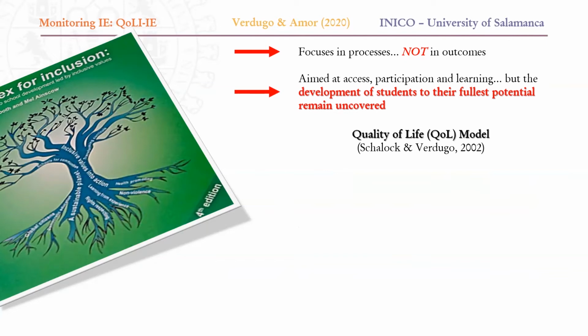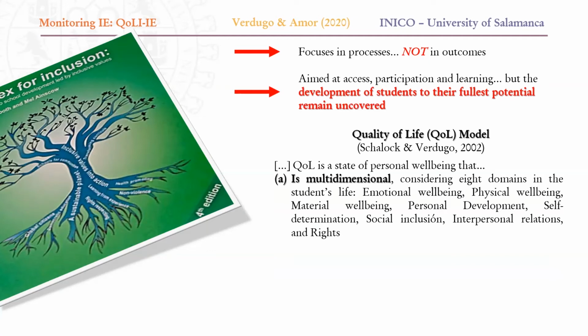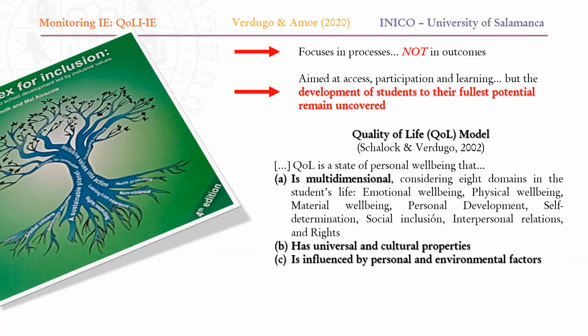This model defines quality of life as a state of personal well-being that is multidimensional and considers 8 domains in the student's life: emotional, physical, material well-being, personal development, self-determination, social inclusion, interpersonal relations, and rights. It has universal and cultural properties, and we will go through this at a later moment. It is influenced by personal and environmental factors and by the interaction between those factors, and incorporates objective and subjective elements.